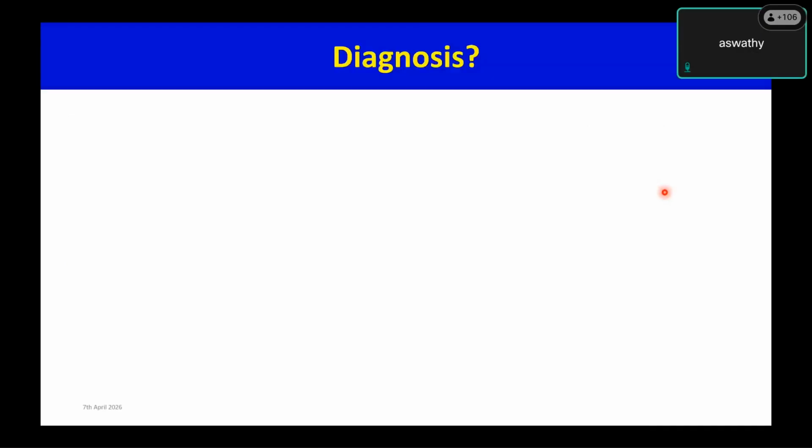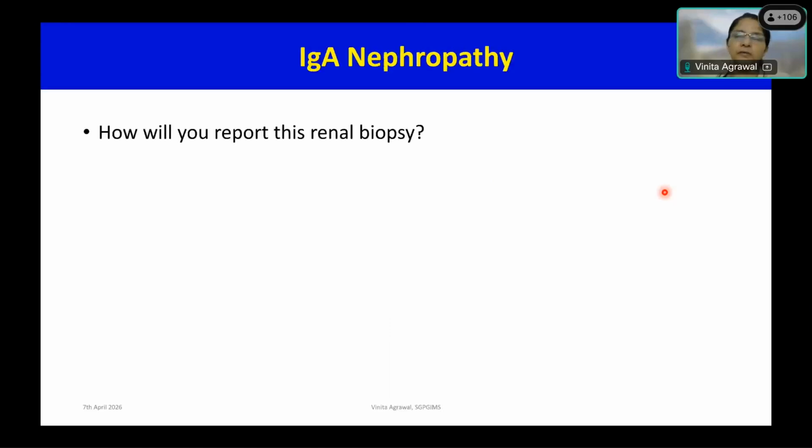IgA. Now again, my question is, how will you report this renal biopsy? Will you just say it is an IgA nephropathy, or will you like to add anything else? Ma'am, we should mention in the renal biopsy about the cores. How many cores? Yes, yes. You will tell in all renal biopsies how many cores there are, how many glomeruli there are, right? You will always mention the length of the cores that you receive.